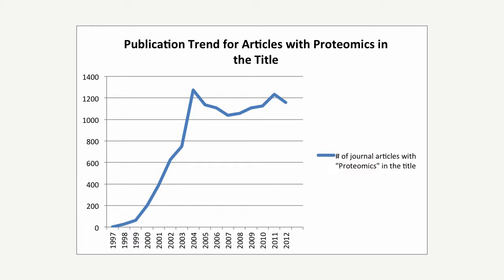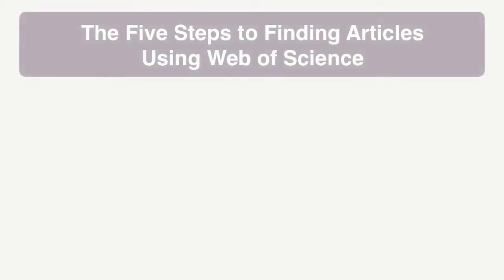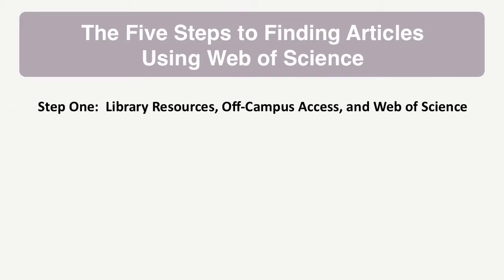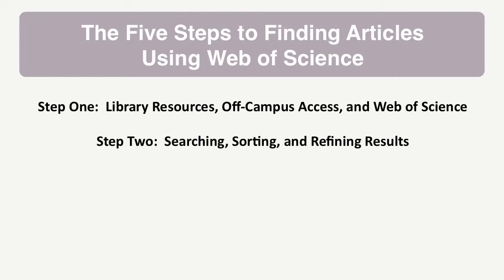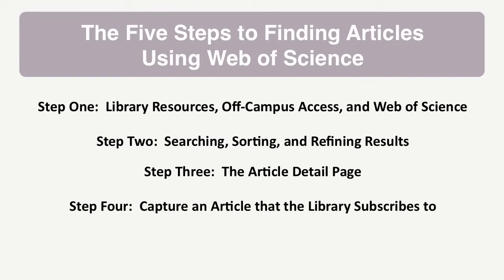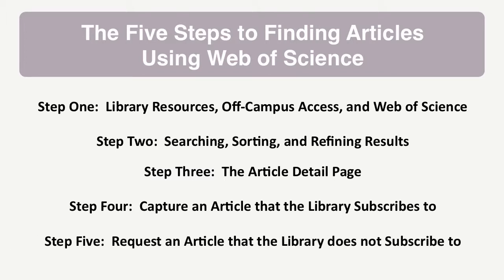This video will also cover how to capture journal articles through Web of Science, as well as how to order articles that SF State does not subscribe to using ILLiad. To do this, we will cover the following 5 steps. Step 1, Library Resources, Off-Campus Access, and Web of Science. Step 2, Searching, Sorting, and Refining Results. Step 3, the Article Detail page. Step 4, Capture an article from a journal that the library subscribes to. Step 5, Request an article using ILLiad from a journal that the library does not subscribe to.